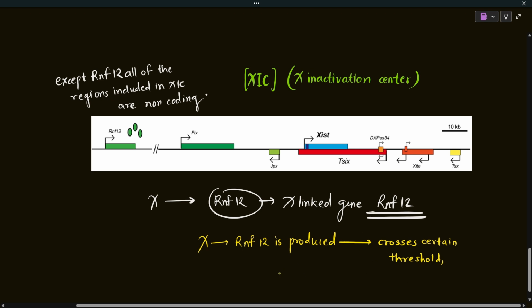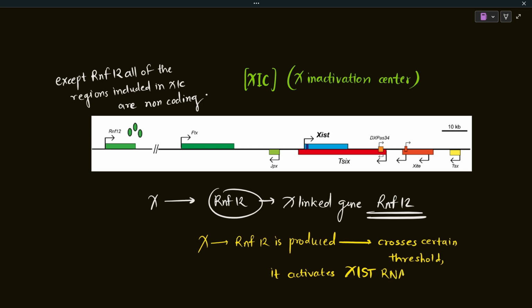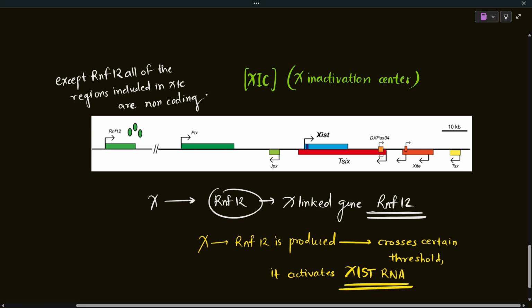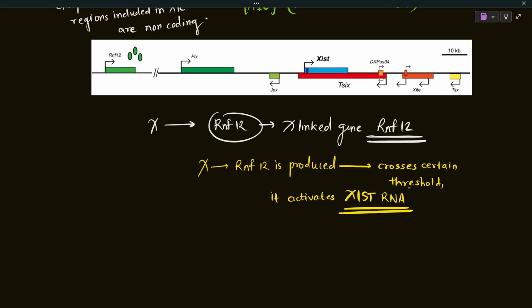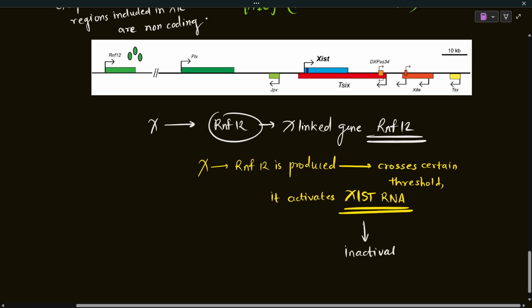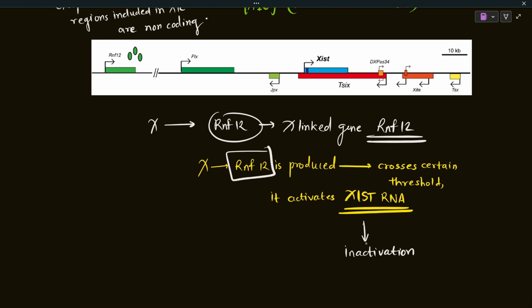When it crosses a certain threshold, it activates Xist RNA. Okay, it is going to activate the Xist long non-coding RNA. But for the activation of Xist, it needs to reach a certain threshold level. When it activates Xist RNA, this Xist RNA is going to do the inactivation of the X chromosome. Okay, and this is how RNF12 does the inactivation of the X chromosome.